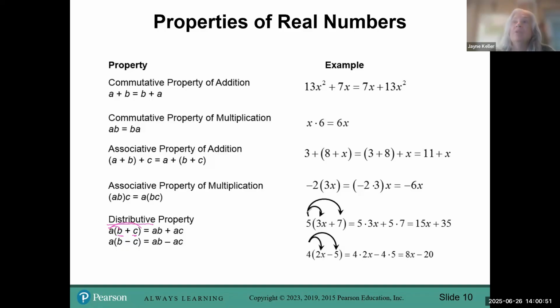And here's another example of drawing that little picture. And we use this a lot when we are simplifying expressions. It also works here with subtraction, because when we think of this subtraction, remember, we can think of this as just b plus negative c. So that also works. And we'll be using these properties when we start simplifying.